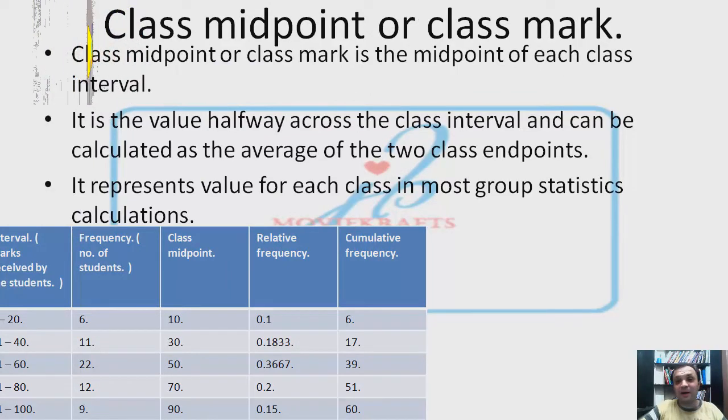Class midpoint or class mark. Class midpoint is sometimes called class mark. It is the midpoint of each class interval. It is the value halfway across the class interval and can be calculated as the average of the 2 class endpoints. Like we said, our first class is 0 to 20 and the midpoint is 10. It is exactly midway between the 2 endpoints. It represents the value of each class in most group statistics calculations. So we can say that the class midpoint is important.